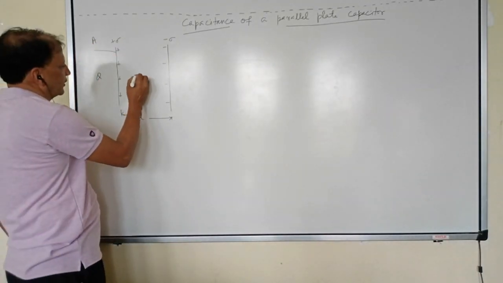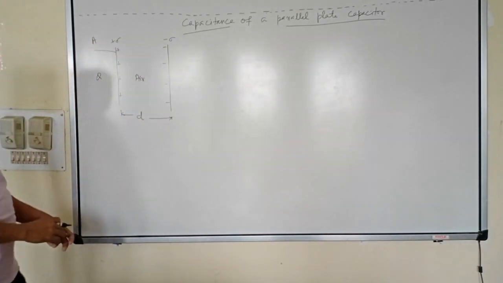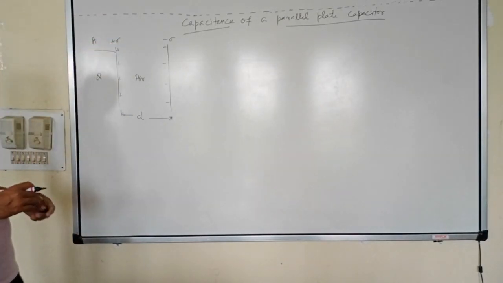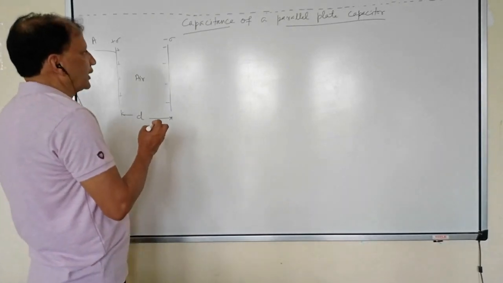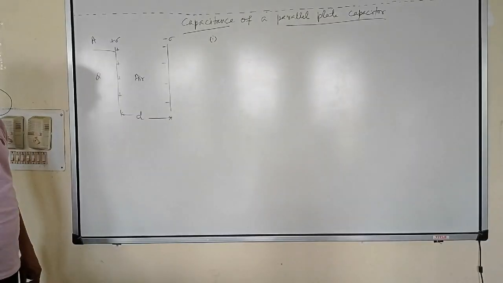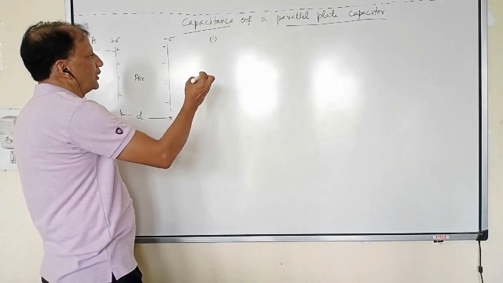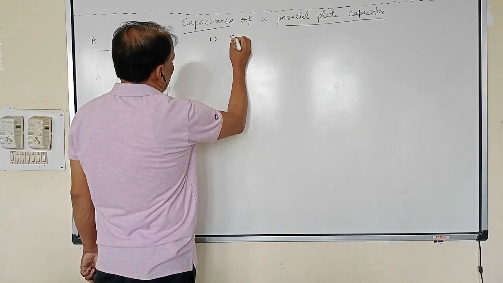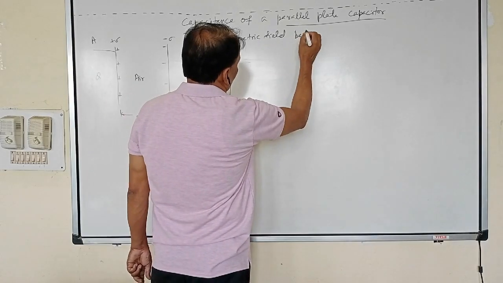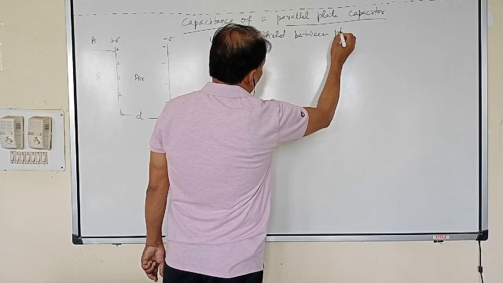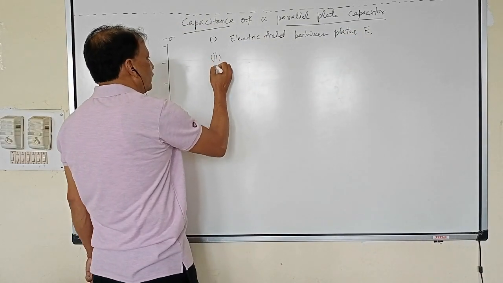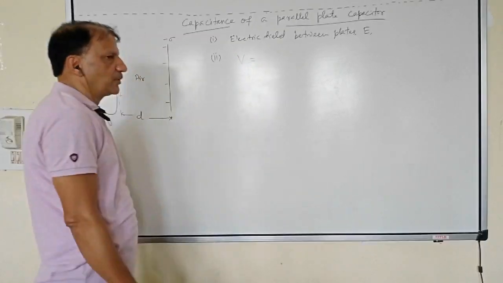Now the space between the plates, whether it is vacuum or air, दो प्लेट के बीच का जो मीडियम है वो एयर है. Then we have to derive the expression for capacitance. So अपन three steps पे इसको करते हैं. First of all, we have to find the electric field between the plates, E. Second, we will find the value of potential difference between the plates.